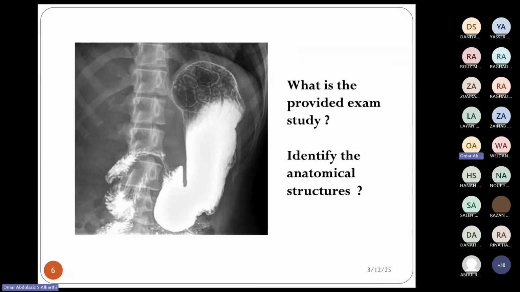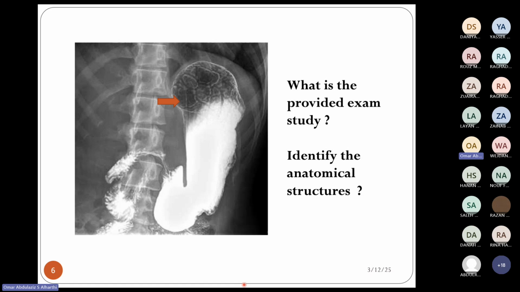Okay, nice. What is the name of this exam? Barium study. Okay, it's barium study. Yes, so which barium study? You were right, but the answer is incomplete. So this is called barium meal, also known as upper GI fluoroscopic exam. The purpose is to see the stomach and the duodenum.